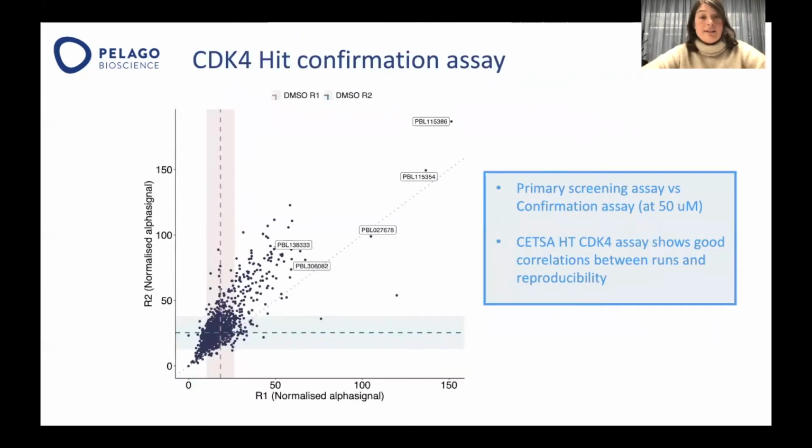This is data from the CDK4 hit confirmation assay. In this plot, we are correlating the primary screening with the data that came out of the confirmation assay. These are both from the 50 micromolar compound screening. As you can see, there's a good correlation between the 2 rounds, and the assays are showing good reproducibility.